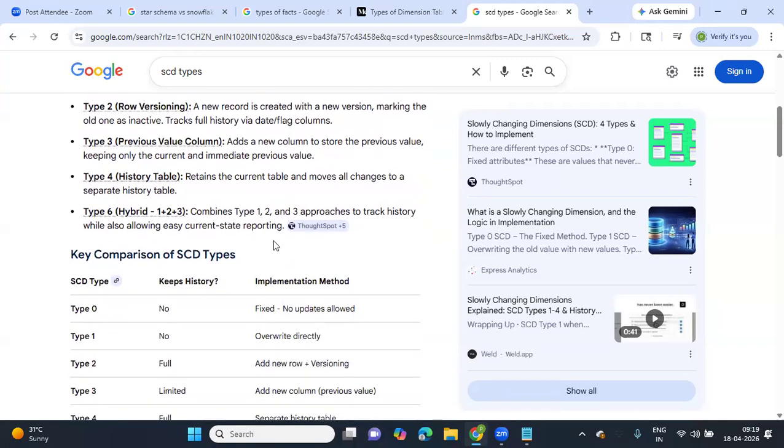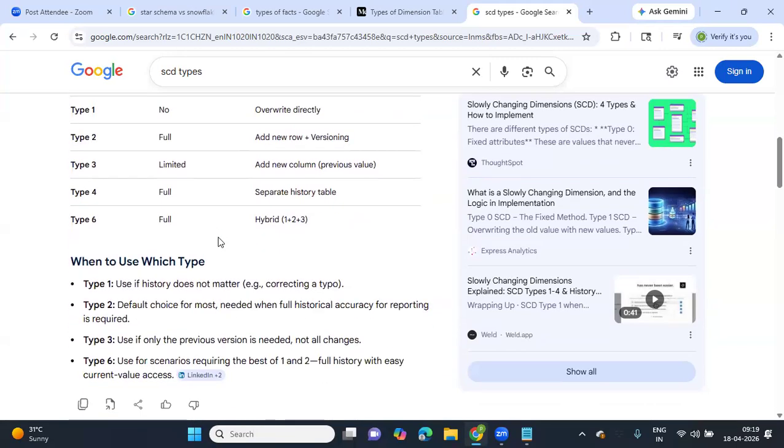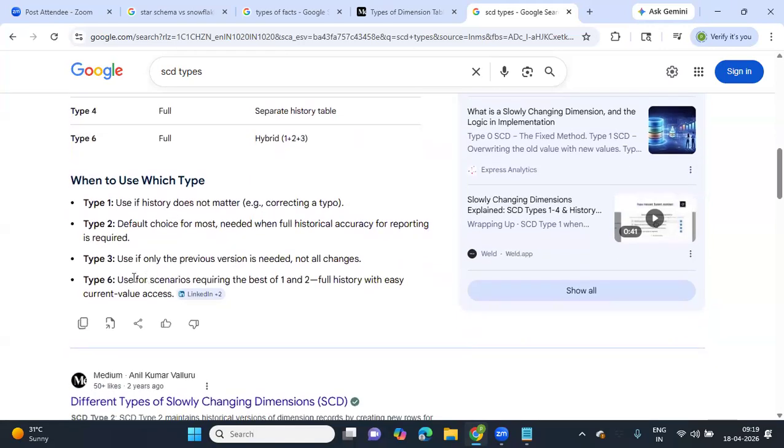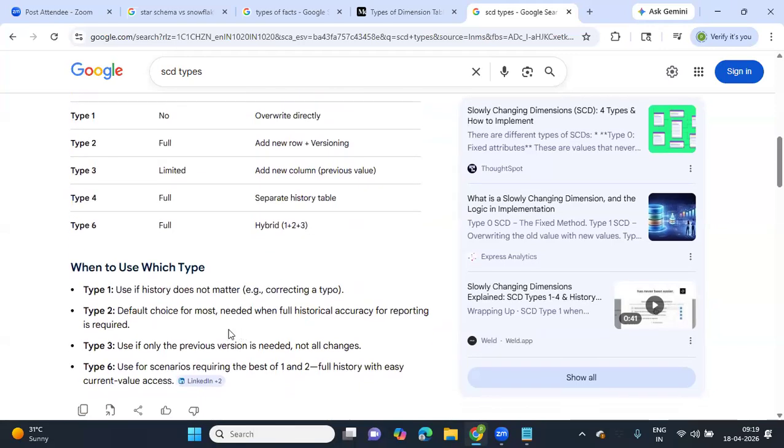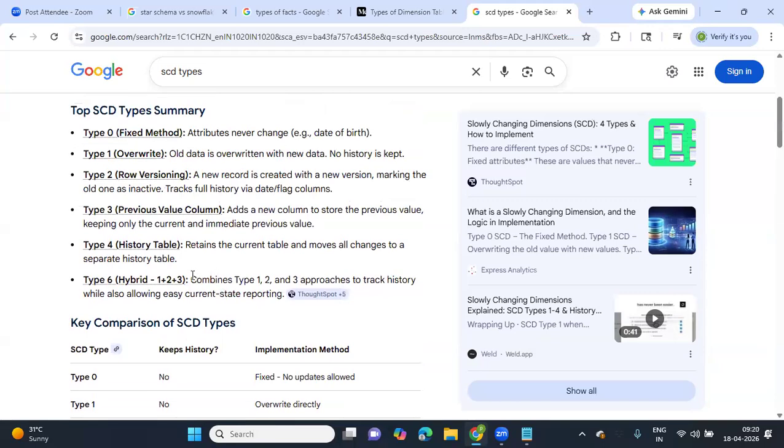Then there is type 6, which combines type 1 to 3 approaches to track history while allowing easy current state provisioning. Generally we don't go for type 6. It is used when requiring the best of 1, 2 and 3 with full history. Here we maintain history in the separate table, and also maintain current and previous records in the current table along with the dates. Everything is mixed together in type 6. Generally we don't go for this approach.